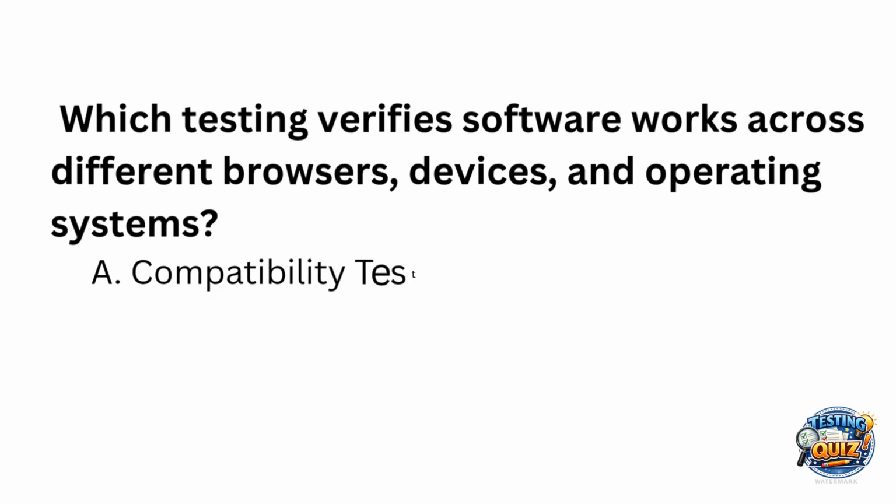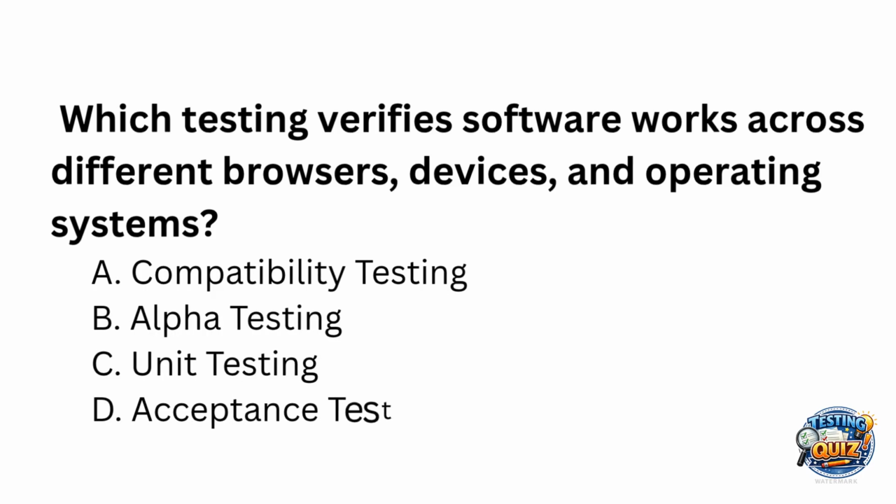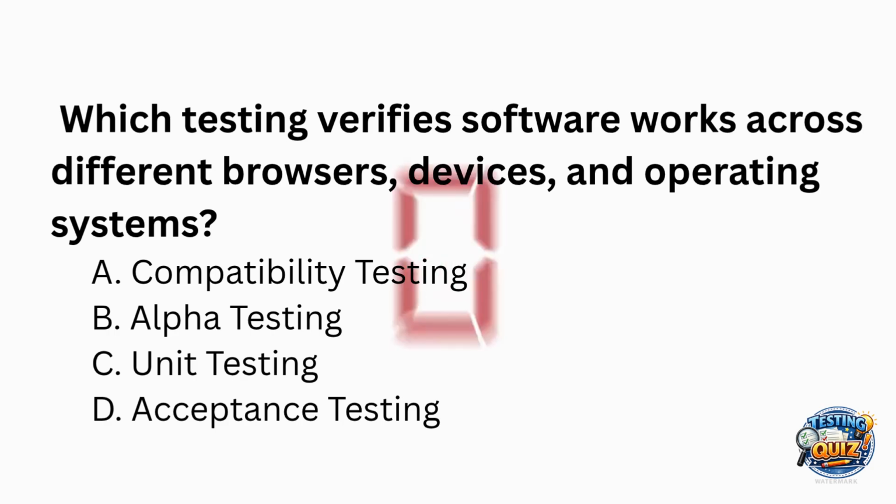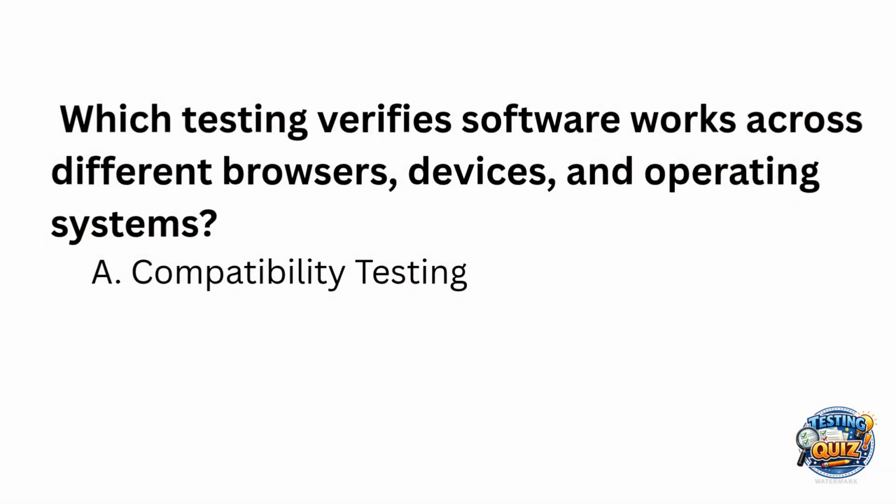Which testing verifies software works across different browsers, devices, and operating systems? A. Compatibility testing. B. Alpha testing. C. Unit testing. D. Acceptance testing. The correct answer is A. Compatibility testing.